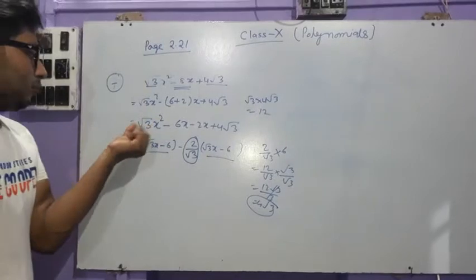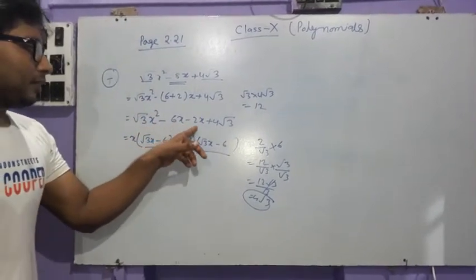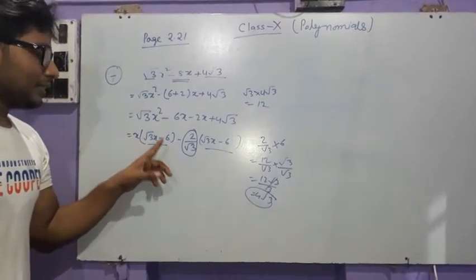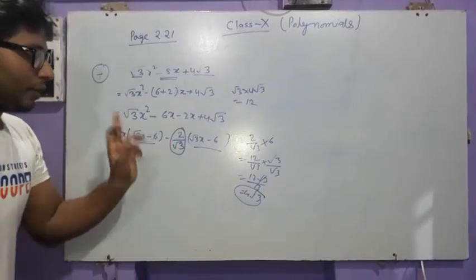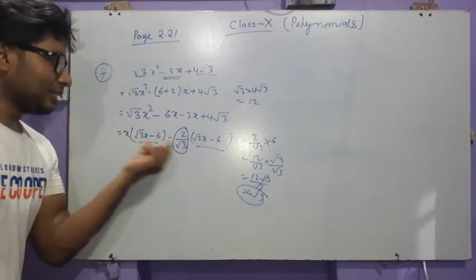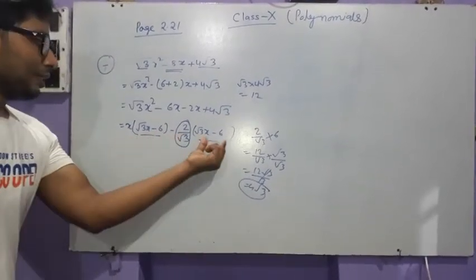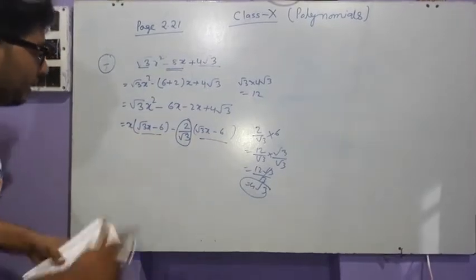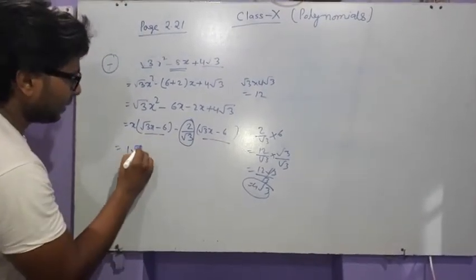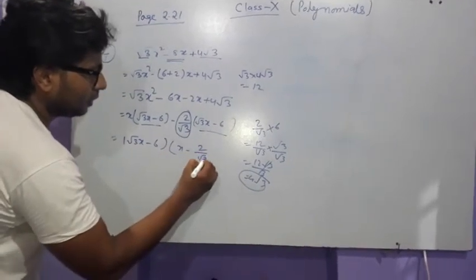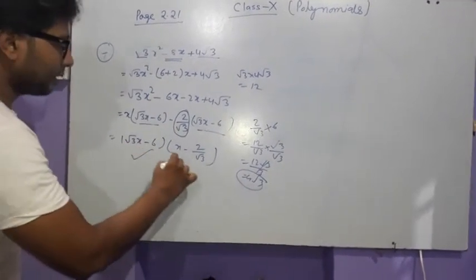Okay, so here root 3 x square minus 6x minus 2x plus 4 root 3, here we will take x common, so root 3x minus 6, and here we will take 2 by root 3 as common so that this term and this term should be same. So you can write here root 3x minus 6 and again x minus 2 root 3. Okay, here are the two factors.